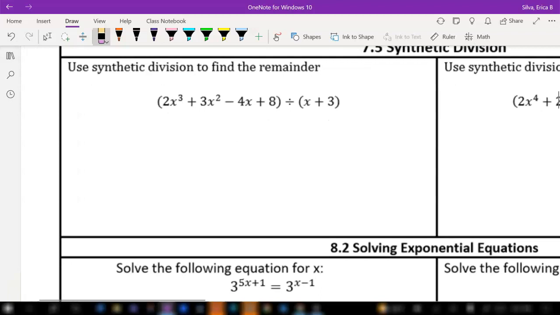Okay, we're going to use synthetic division to find this remainder. 3, 2, this is 3, 2, 1, so we don't have any placeholders for this one either. Remember to solve for x. That's going to be the number in here. We've got x to the third and a constant.